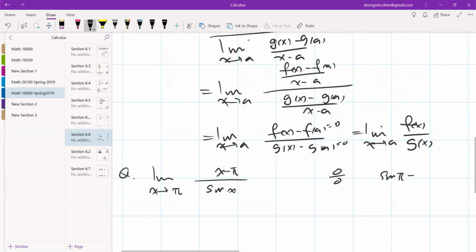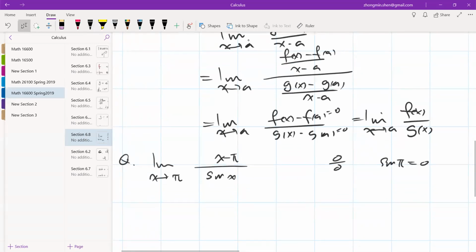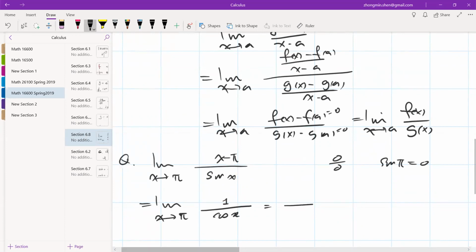Sine pi equals 0, so you can apply L'Hopital's rule to find the derivative. The derivative of the numerator is just 1. The derivative of the denominator is going to be cosine x. But cosine pi is going to be -1. So it's going to be 1 over cosine pi, which is -1. So the answer will be -1.